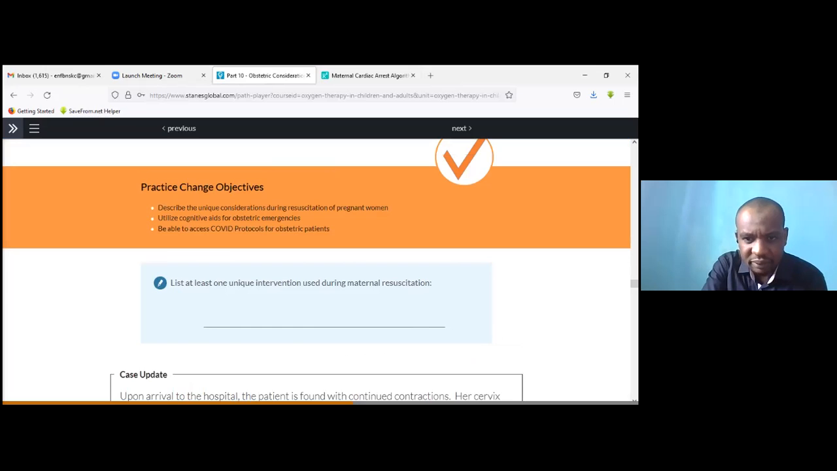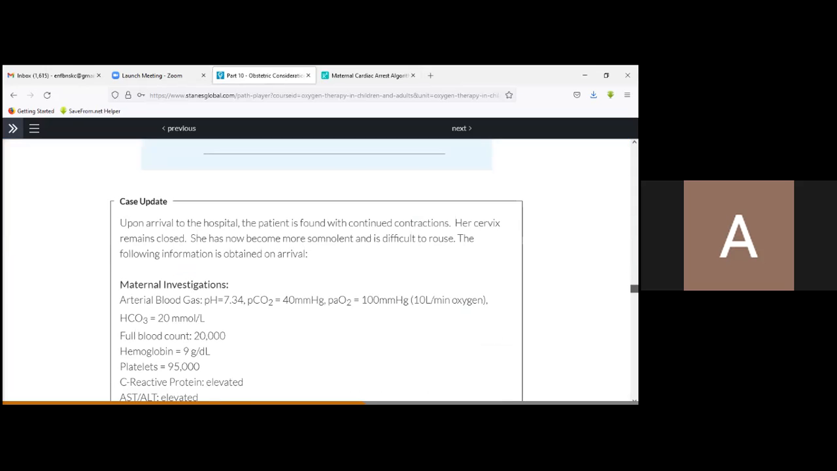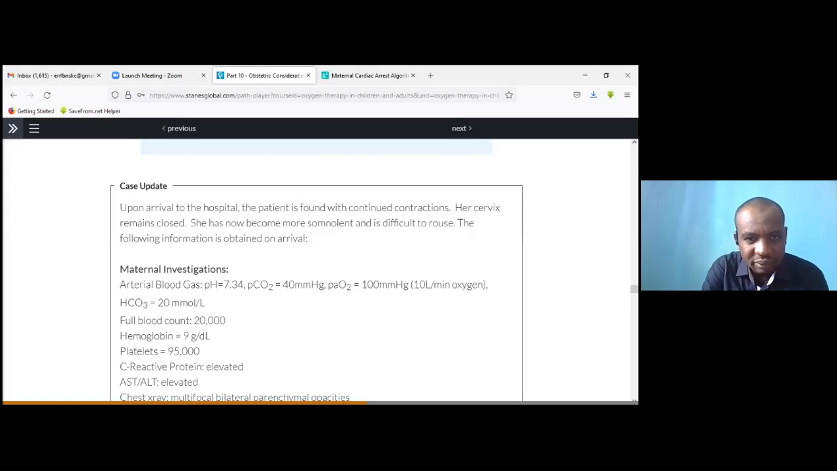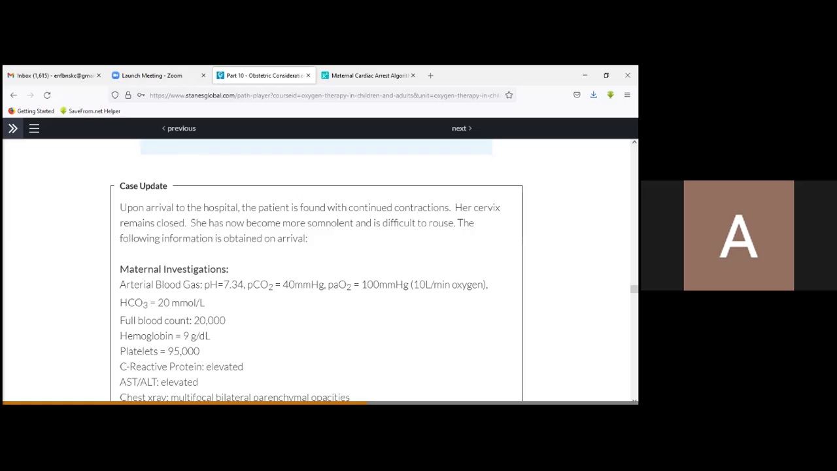Okay, sir. Upon arrival to the hospital, the patient is found with continued contractions. Her cervix remains closed. She has now become more somnolent, that is, she sleeps, she's drowsy, not easily arousable, and it's difficult to arouse. The following information is obtained on arrival to the higher hospital where she was referred.